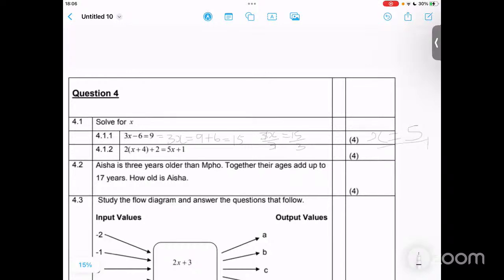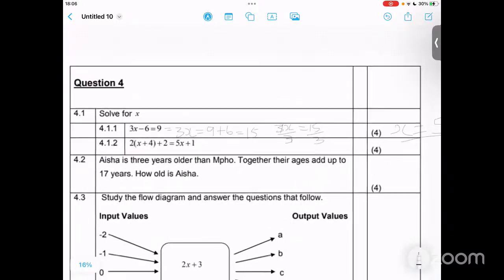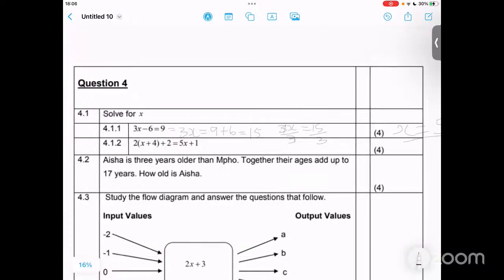Does everybody agree with Mangaliso? Yes, ma'am. All right. Okay, let's move to the second question, which is 4.1.2. You have that whole equation there where you are required to solve for x. And how are you gonna do that? Is Nyaki in here? Nyaki, are you in here? Yes, ma'am. How are we gonna answer this?